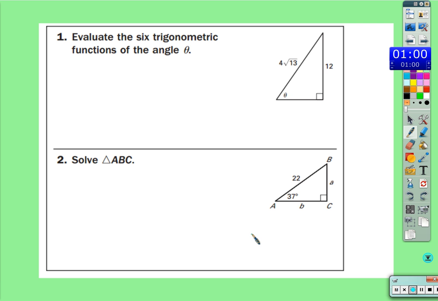Okay, so all six trig functions for this angle: sine, cosine, tangent, secant, cosecant, and cotangent. It's a helpful little thing to remember the most common three: sine, cosine, tangent. Opposite over hypotenuse, adjacent over hypotenuse, opposite over adjacent. And then the reciprocals of all of those, which are the other ones. So we can set up sine of theta, cosine of theta, tangent of theta, and then go over to cosecant, secant, and cotangent of that.